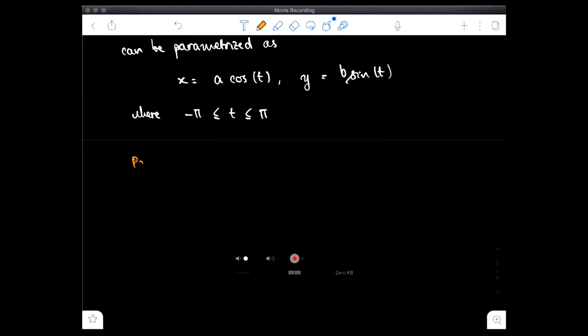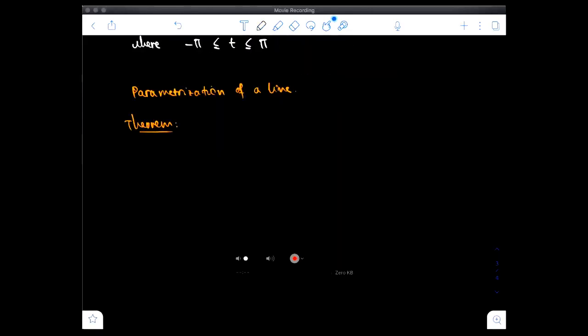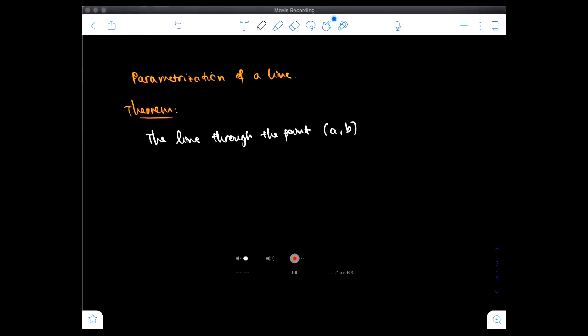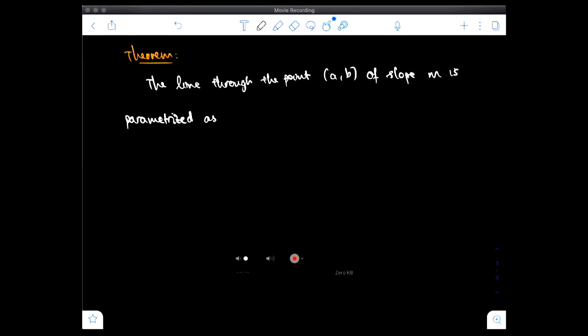So, parametrizations of a line, and this is a theorem. The line through the point (a, b) of slope m is parameterized as x equals a plus r t, and y equals b plus s t, for t from negative infinity to positive infinity, because for a line usually you don't have any restrictions.